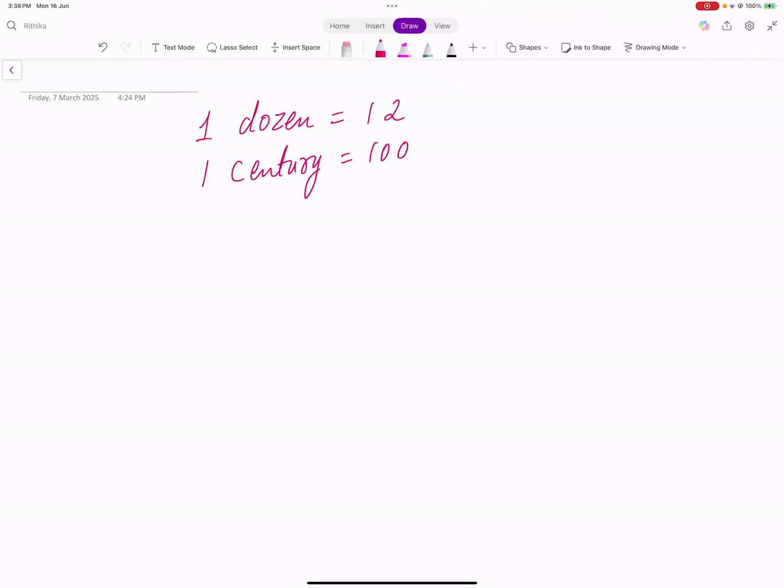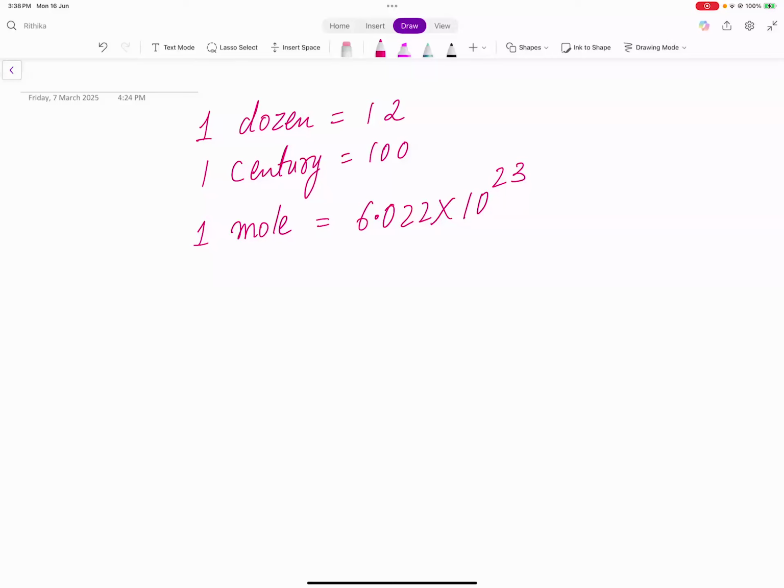Similarly, I have in chemistry something called this. And this is equal to, this is a very big number. 1 dozen is 12, 1 century is 100, 1 mole is.